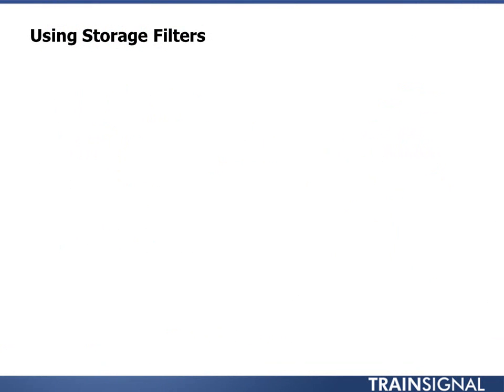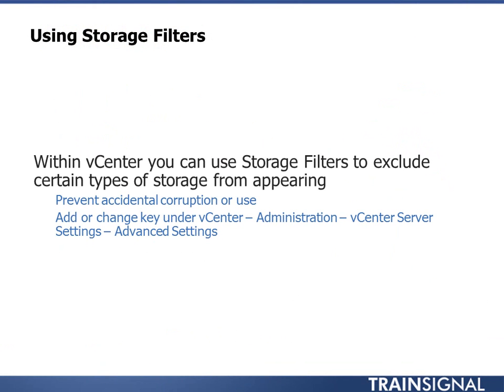Now let's talk a little bit about storage filters. These are pretty simple. Within vCenter, you can use storage filters to exclude certain types of storage from appearing, so you don't accidentally format a VMFS data store LUN or something like that. The way you do these is you add or change the keys that I'm about to show you in vCenter. You go to vCenter Administration on the menu bar, vCenter Server Settings, and Advanced Settings. So actually, let me just show you.